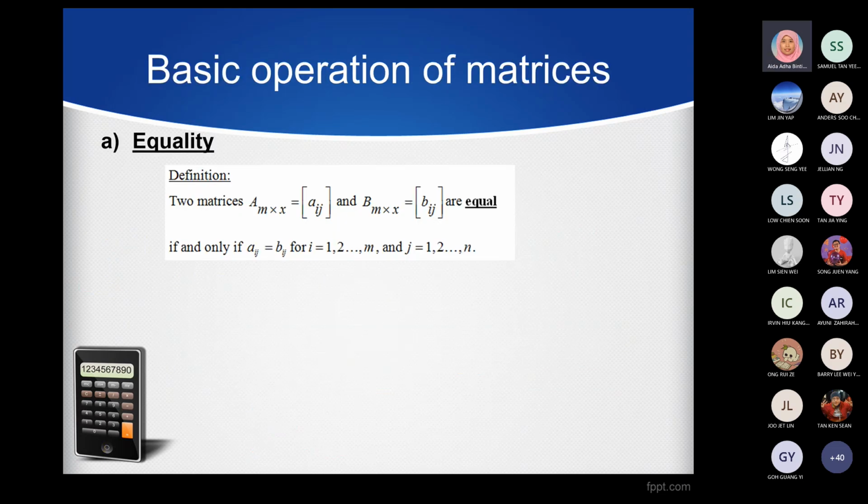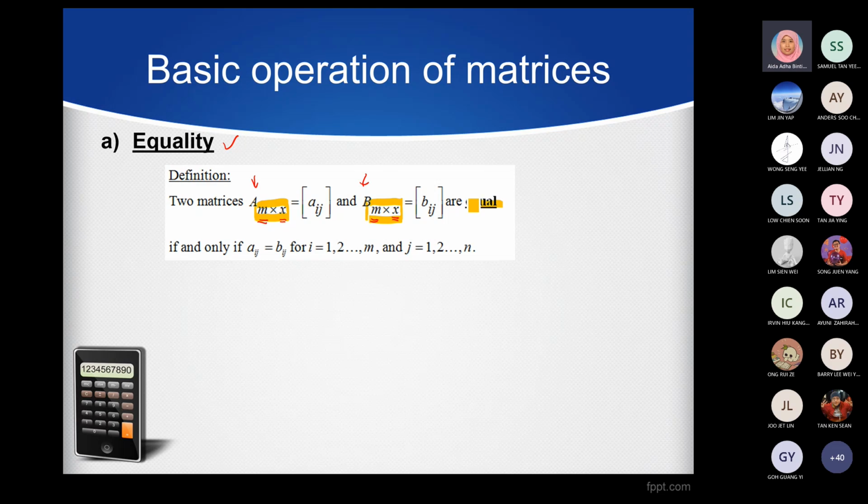Next, this is just revision for you. This is equality. Let's say you have the matrix A and the matrix B here. You can see the dimensions are the same: the number of rows is the same, M, and the number of columns is also the same, N. When we want to check the equality, before that we have to make sure the dimensions must be the same. If the dimensions are not the same, how can you check the equality?